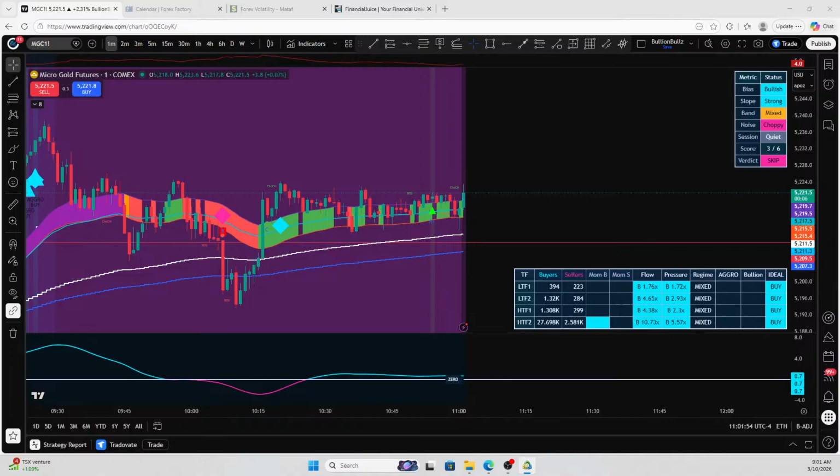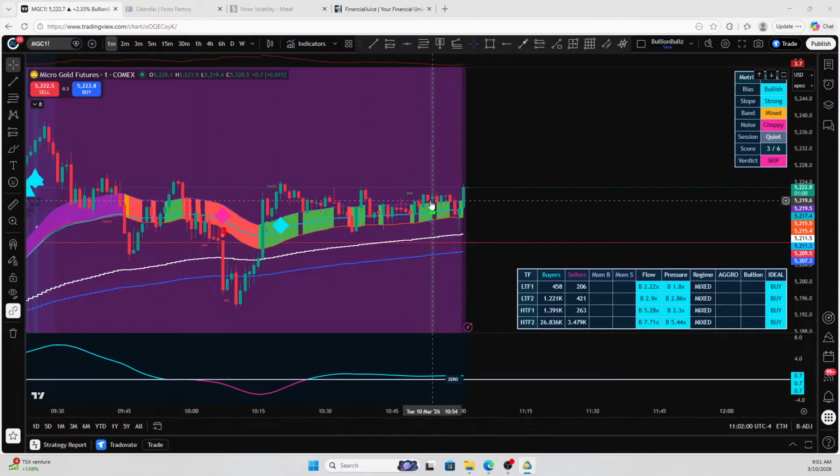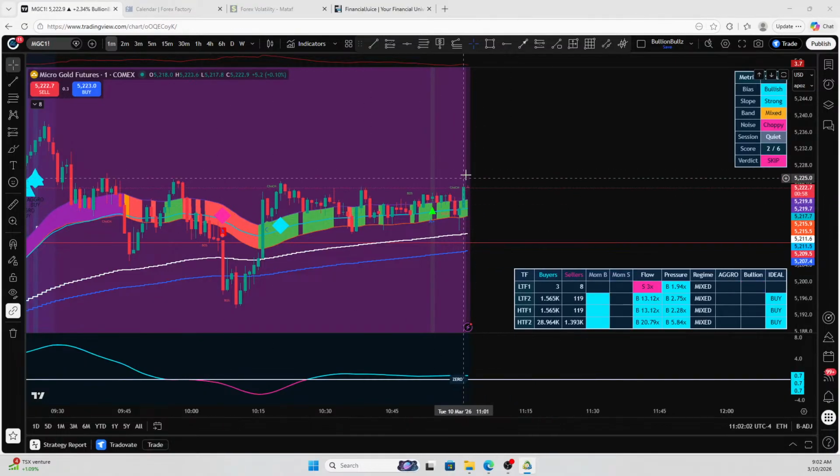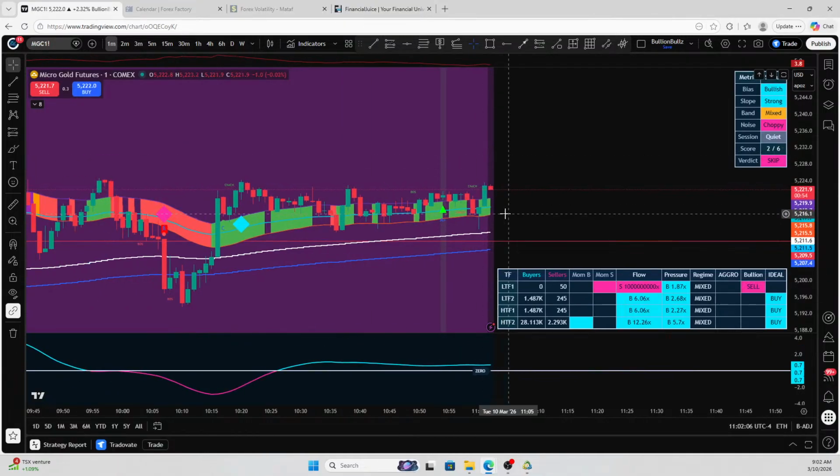We have a change of character here. And price is kind of staying inside this range right here, right? So as long as we see continuation to the upside, that's where we want to be taking trades. But right now, it's kind of staying in this range, staying range bound.